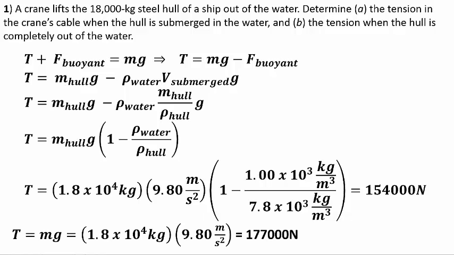So when the hull is completely out of the water, the tension in the crane's cable is going to be equal to just the weight of the hull. So the tension on the line is going to be about 177,000 newtons. No buoyant force when it's above the water.